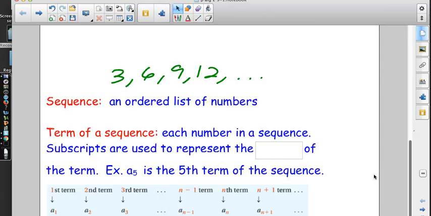Adding 3, you could do that. Somebody see a different pattern or explain it a different way. Multiples of 3. 3, 6, 9, 12, 15, 18. And that's the multiples of 3.